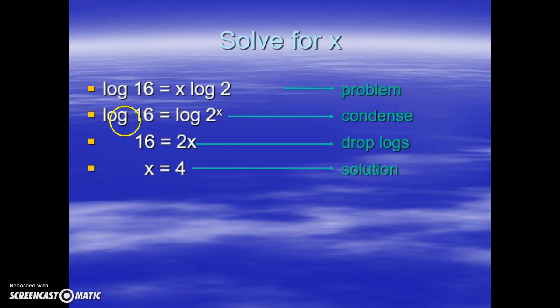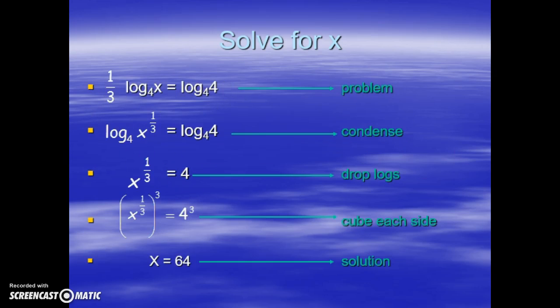Now we get to use those inverse operations or drop the logarithms and set the expressions equal to each other and solve for x. This is 2 to the x, by the way. So 2 to the x, and 16 can be written as 2 to the 4th, therefore x will be 4.